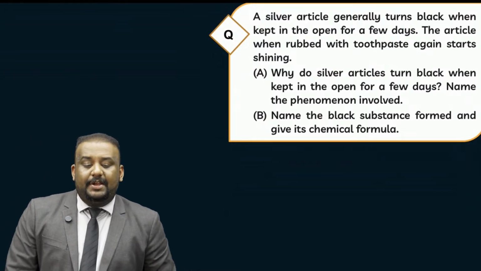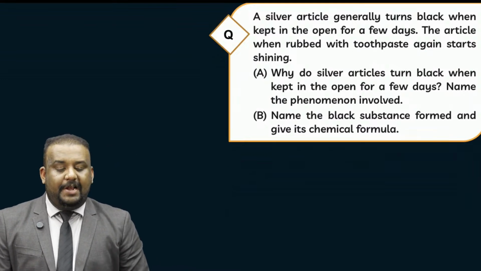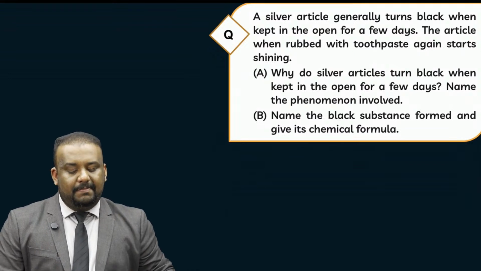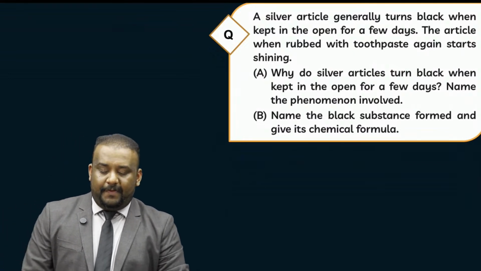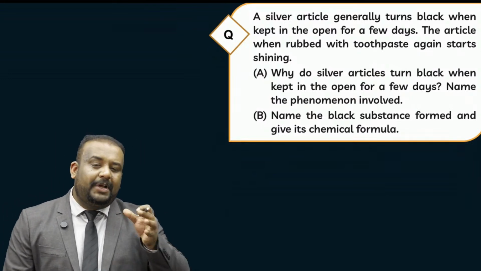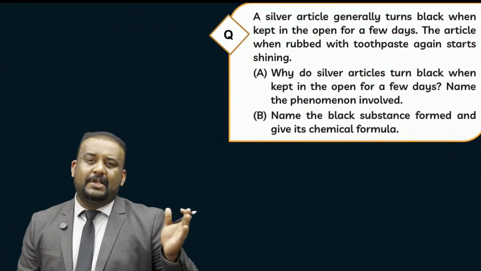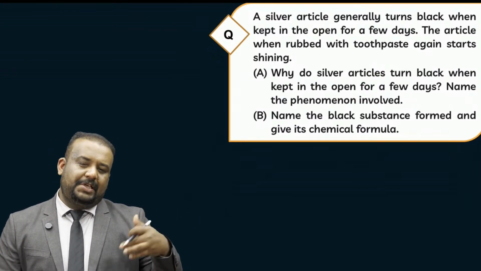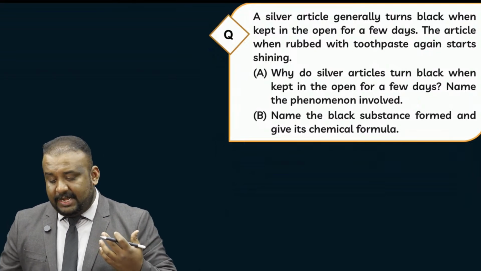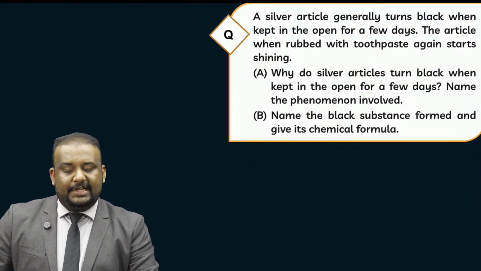A silver article generally turns black when kept in the open for a few days. The article, when rubbed with toothpaste, again starts shining. Why do silver articles turn black when kept in the open for a few days? And name the phenomenon involved. I would say the frequency of this particular question is very high. When you look into the past 5-6 years papers, you can see the tarnishing of silver is a frequently asked question in many of the sets, in foreign as well as in India. So this particular process is tarnishing of silver.